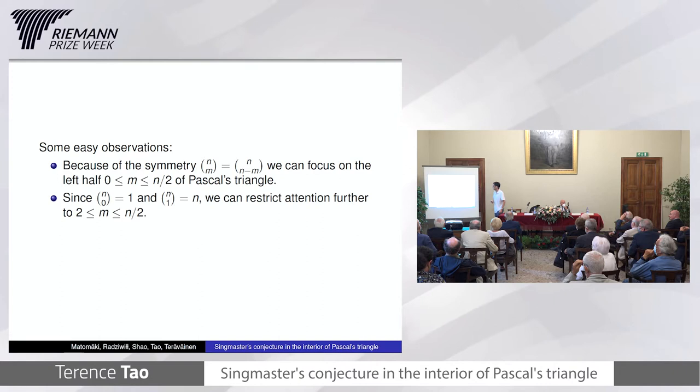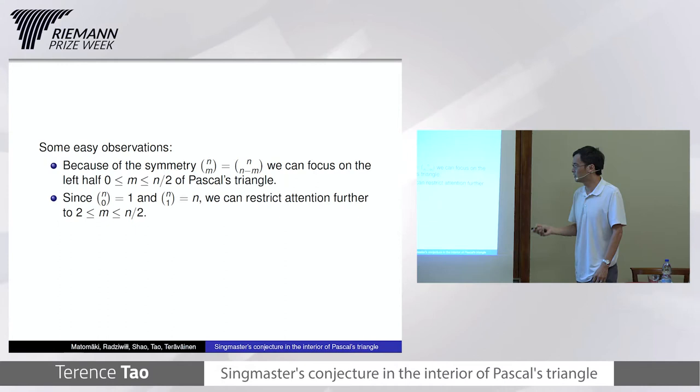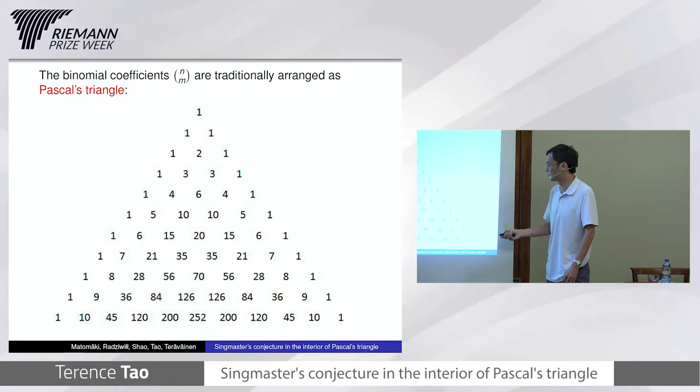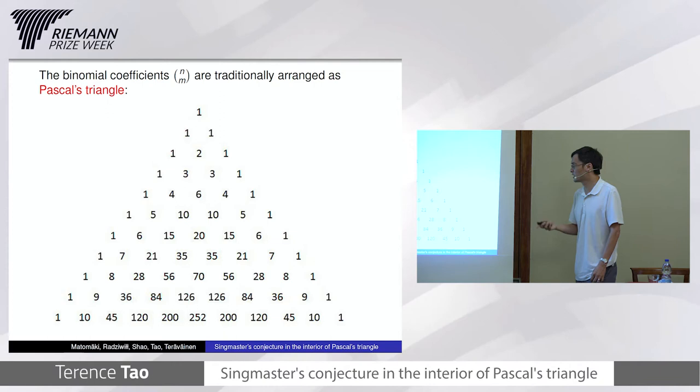The first diagonal is just all 1s, and that's not very interesting. The second diagonal is just all the numbers 1, 2, 3, 4, 5, so every number appears once in here. So we can just remove these two diagonals. That's not very important either. And we can just look at this lower half of the triangle and count repetitions there.